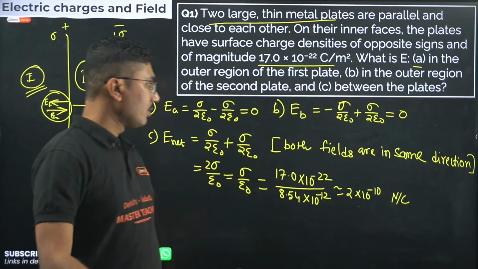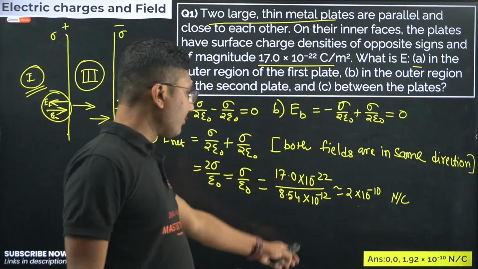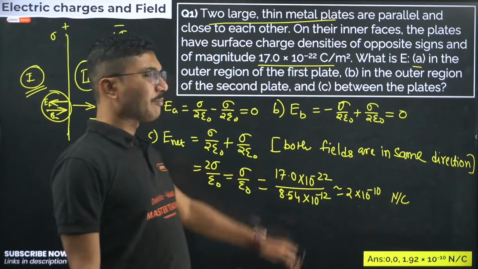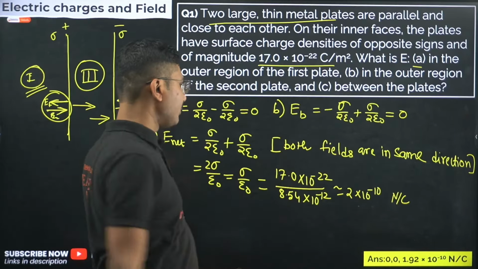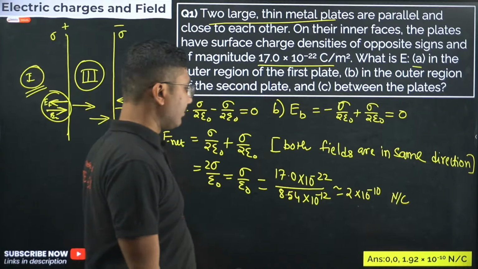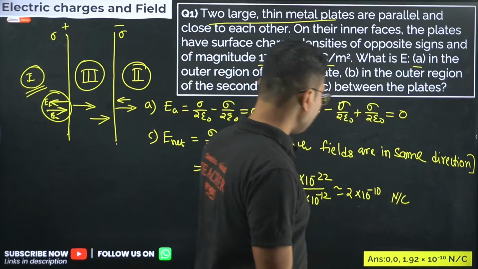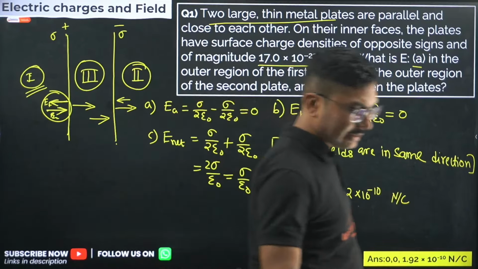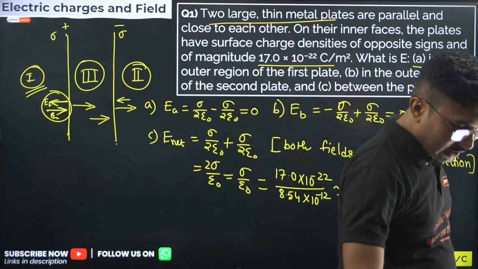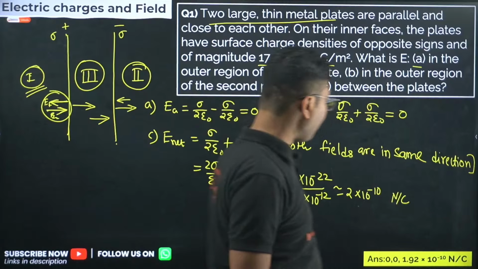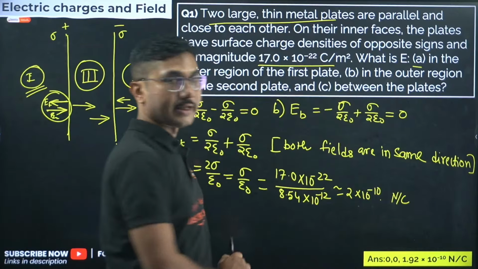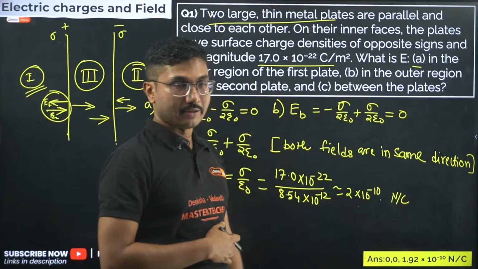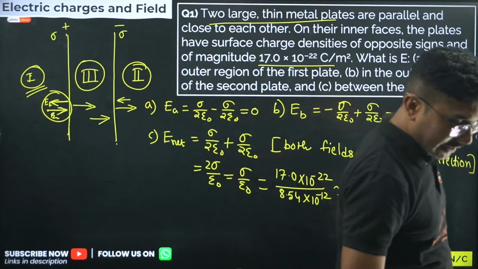Okay, don't worry. The correct answer, if you solve it exactly, will be 1.92 into 10 to the power of minus 10. I did an approximation because I think it is almost double, so it will be 1.92 into 10 to the power of minus 10. Distortion check, it will be 10 to the power of minus 10, not minus 9, because it is 17, not 1.7.